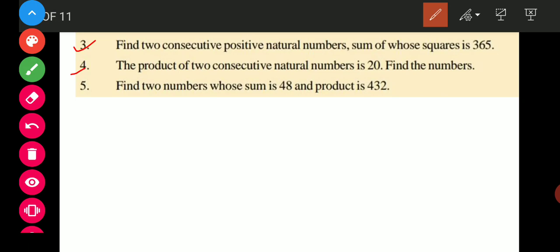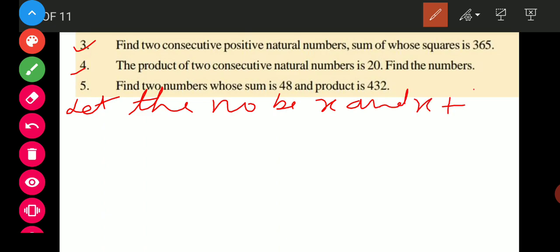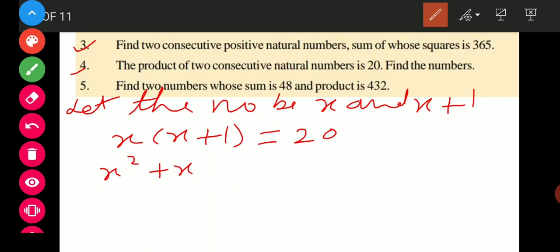The product of two consecutive natural numbers is 20. So let the numbers be x and x plus 1. According to the question, the product of the two, x into x plus 1, is equal to 20, as given. So we can write x square plus x, and transfer 20 to the left hand side, so minus 20 is equal to 0.